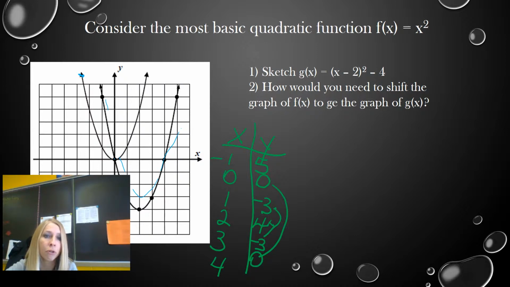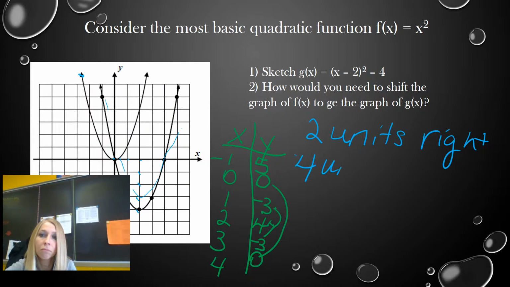Well, I'm going to use the vertex. Looks like I'm going 1, 2 units right, and 1, 2, 3, 4 units down. So now, for every point, you should be able to count 2 units right, 4 units down, and you end up with the new point on the new graph. So that's the transformation.